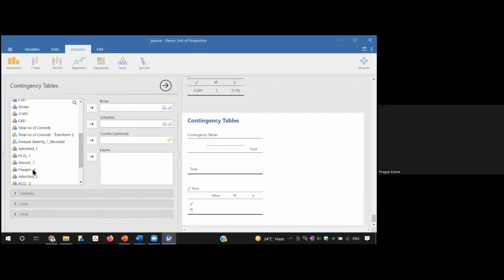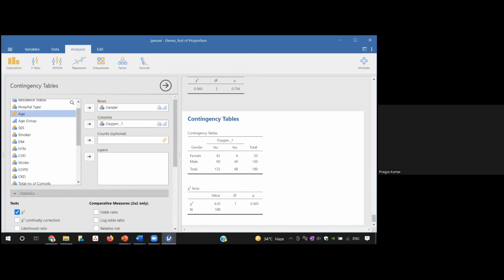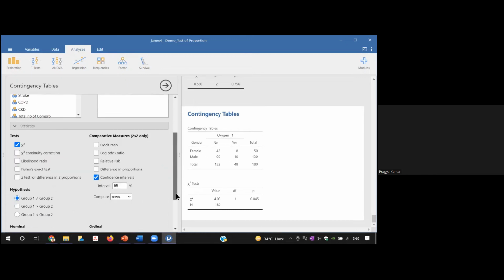So this is the oxygen, yes or no. And in the rows, I will shift the gender of the patient. So you may shift the gender here. And then in statistics, you click this chi-square. This is default. It is already clicked. And then this, you apply this continuity correction and Fisher exact when the expected cell frequency is less than 5.